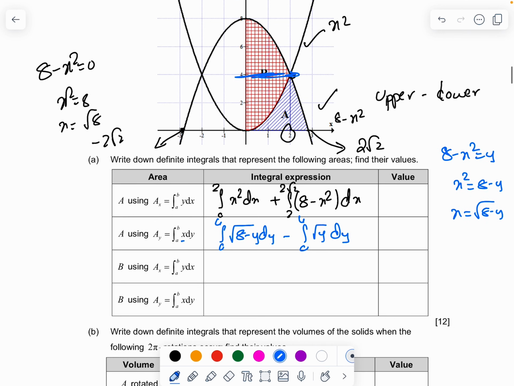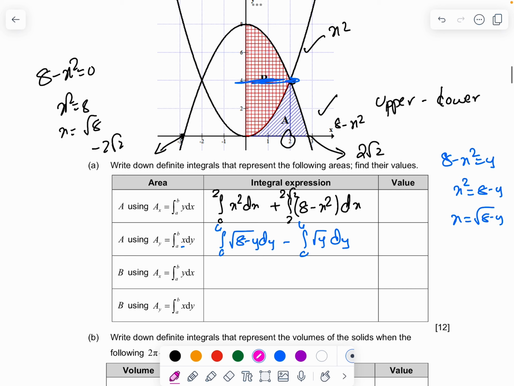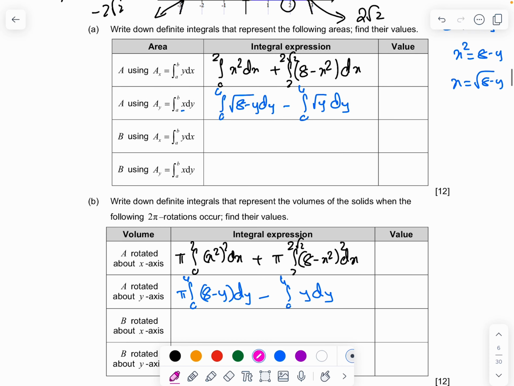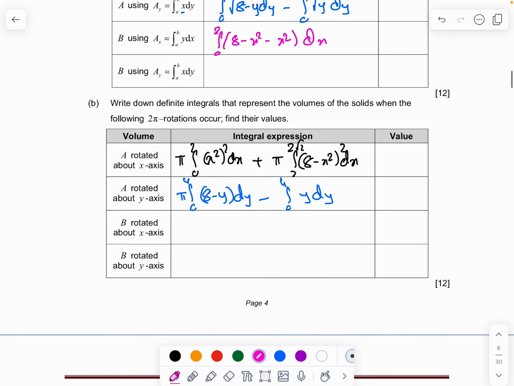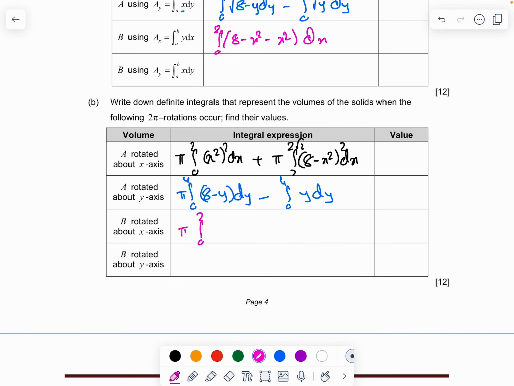Now for part B, upper curve is 8 minus x square and lower curve is x square, and the limits are 0 to 2. 0 to 2, 8 minus x square minus x square dx. Now this time the volume is going to be nothing but how much? Pi 0 to 2, 8 minus x square whole square, minus pi 0 to 2, x square whole square dx.